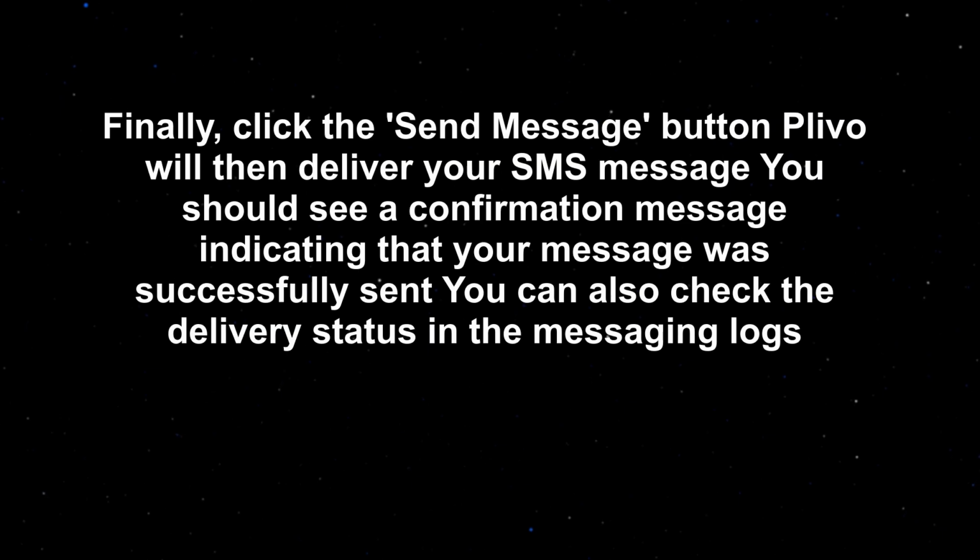Finally, click the Send Message button. Plivo will then deliver your SMS message. You should see a confirmation message indicating that your message was successfully sent. You can also check the delivery status in the messaging logs.